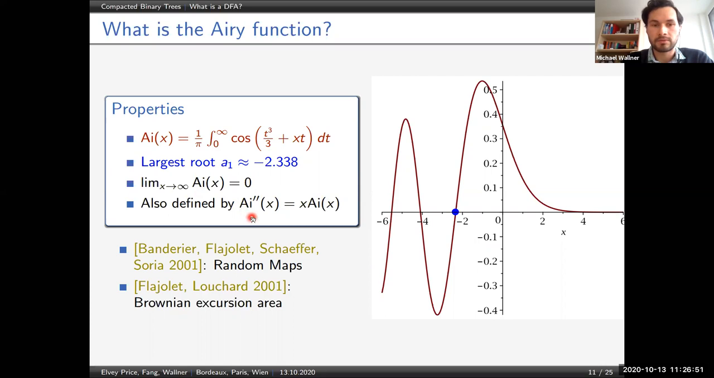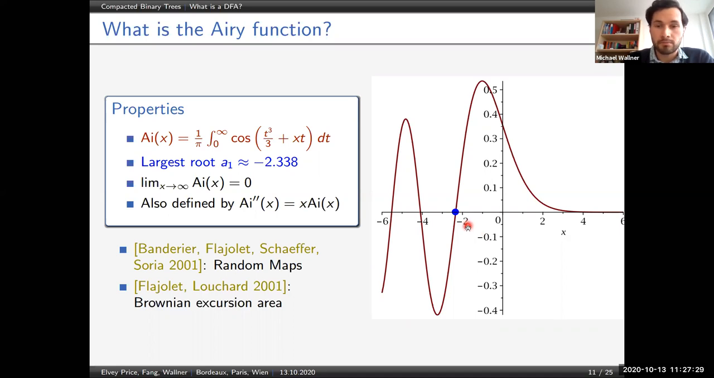The second derivative of the Airy function is equal to x times the Airy function. And this, with boundary constraints, gives you two solutions, and the one which goes to zero for x to infinity is the Airy function, which you call Ai. We will not see the second solution of this differential equation. Then the largest root, here you see a plot, which you denote by a1, happens at minus 2.3838. And this will appear in the stretched exponential.